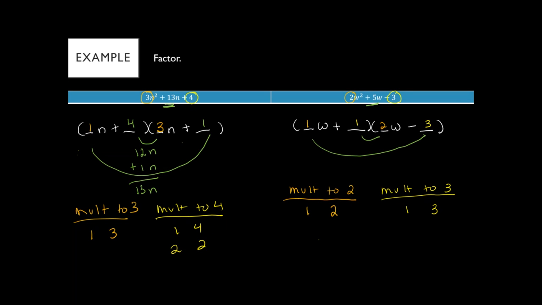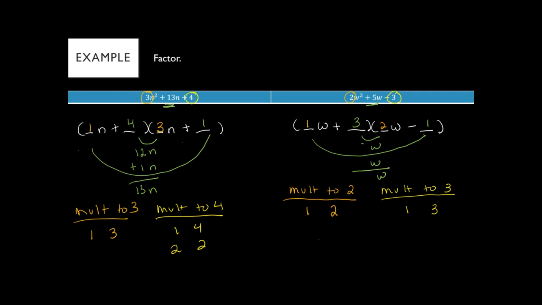Inside 1 times 2, I have 2w. Outside 1 times 3, that's a negative 3w. 2 minus 3, we get a negative 1w. So that is the wrong pair. This does not work. So we change the order. I reverse the 3 and the 1, and then I try again.